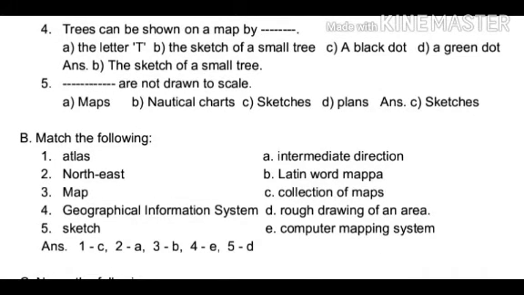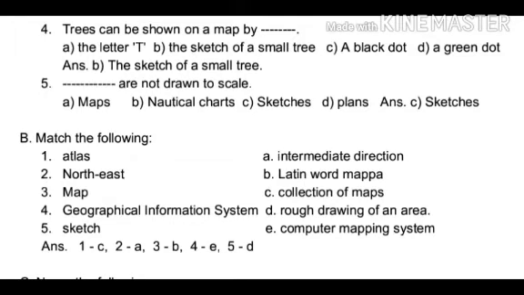4. Trees can be shown on a map by dash. Option A. A letter T. Option B. The sketch of a small tree. Option C. A black dot. Option D. A green dot. Answer option B. The sketch of a small tree.